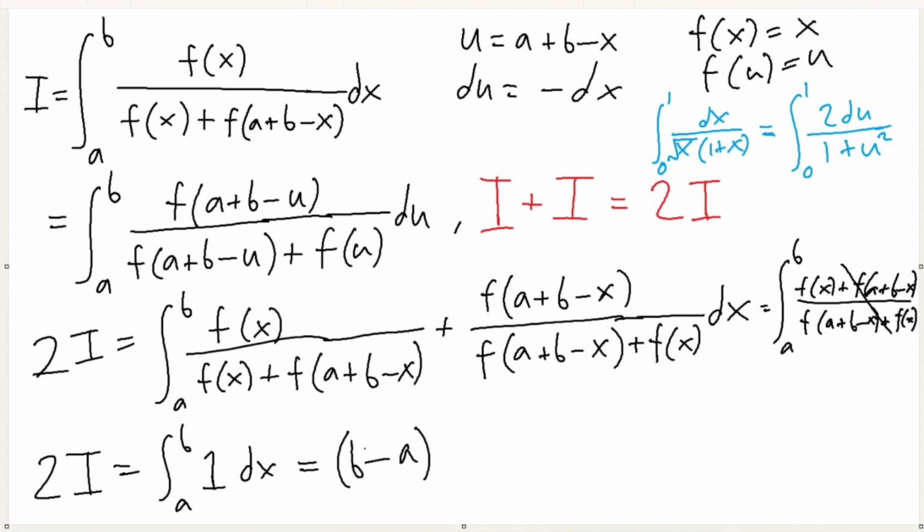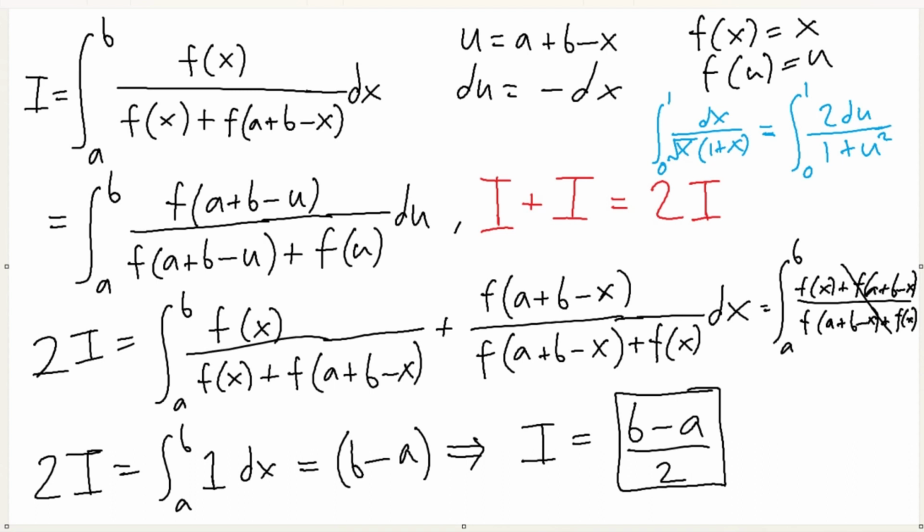Okay, this isn't your answer. Be very careful. This is not your answer. This is 2I equal to b minus a. We want to solve for I. So what this means is that your integral is equal to b minus a over 2. And this is your solution.